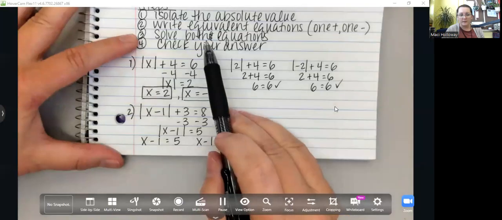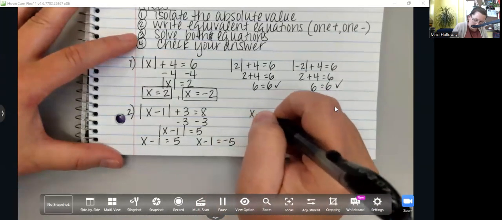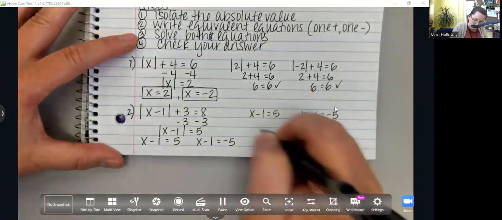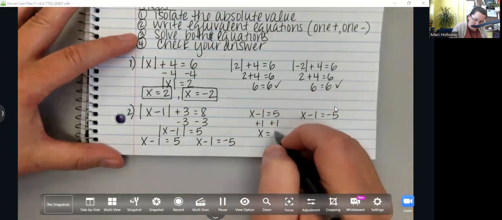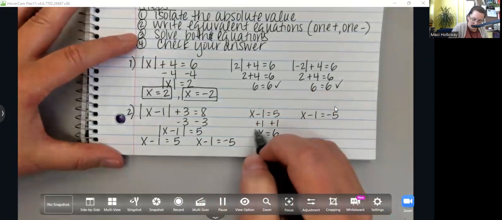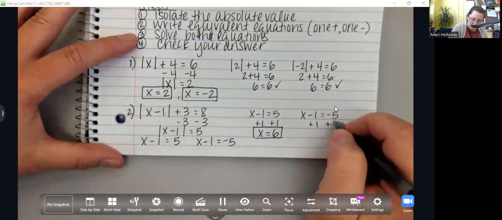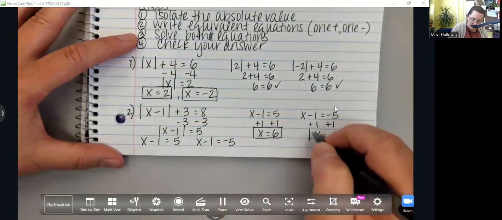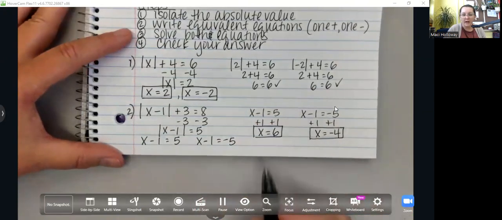Now let's go to step 3. Solve both equations. I'm going to need more room. x minus 1 equals 5 and x minus 1 equals -5. We're going to add 1 and add 1. So x could equal 6. That's one of my answers. And adding 1, x could equal -4. That's another one of my answers. So I have 2 answers.